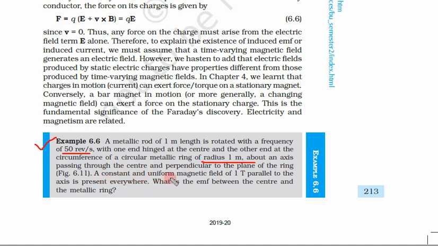A constant and uniform magnetic field of 1 Tesla parallel to the axis is present everywhere. So the magnetic field is uniform. What is the EMF between the center and the metallic ring? So they are asking for the EMF between the center and the metallic ring. So let us see the diagram.